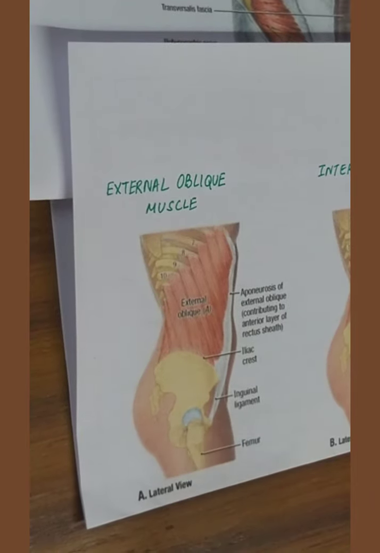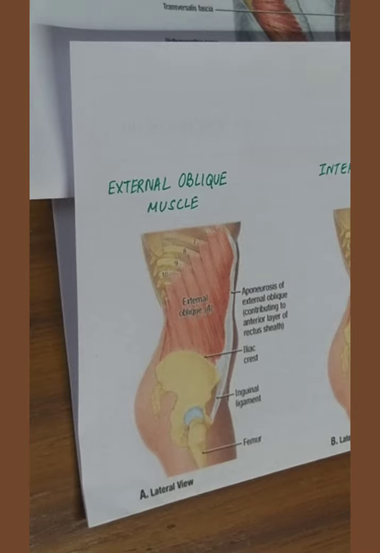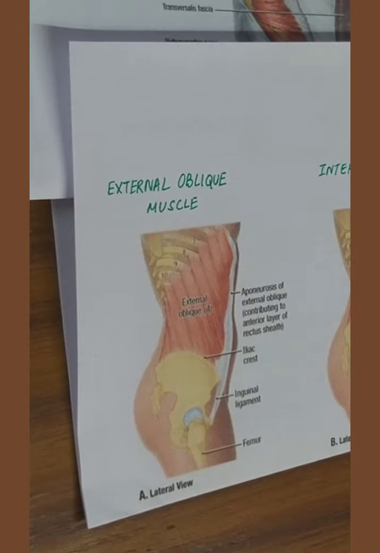Above the pubic tubercle, there is a triangular gap here in the aponeurosis, which is the superficial inguinal ring, and from the margin of this, it extends as the external spermatic fascia over the spermatic cord and testis. The nerve supply of the external oblique muscle is the ventral rami of the lower 6 thoracic nerves.